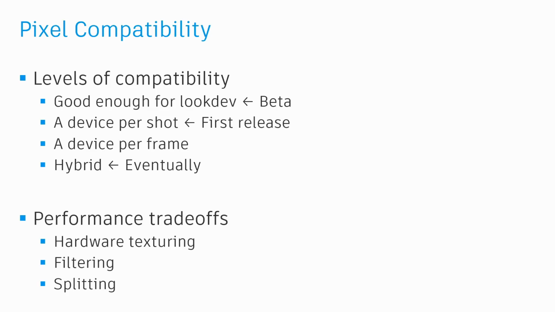The next level is to be able to use a given device for each shot and integrate that in a production, and it just works. That's where we want to be for the first release. Then having multiple devices working on the same shot, and then of course the holy grail, which is fully hybrid computing, using on the same frame GPU and CPU at their best, and that's where we want to be eventually.